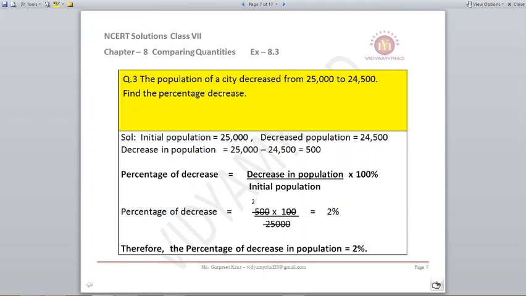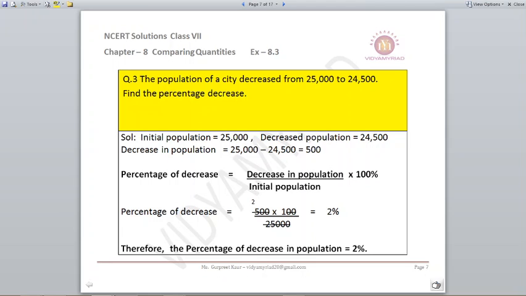Question number 3. The population of a city decreased from 25,000 to 24,500. Find the percentage decrease. In this type of question, you need to remember the formula: whether it is percentage increase or percentage decrease, in the numerator you will write the change that has happened, whether increase or decrease, divided by the original quantity or price or the initial value of the thing, multiplied by 100 in order to get percentage. Like over here we are talking about the population.